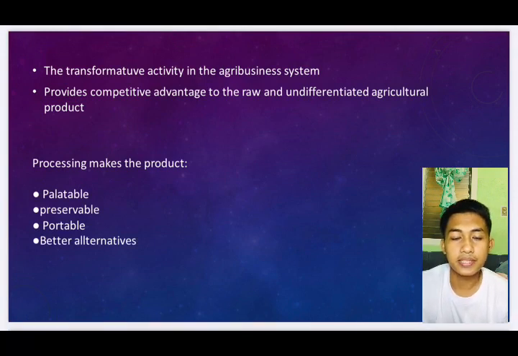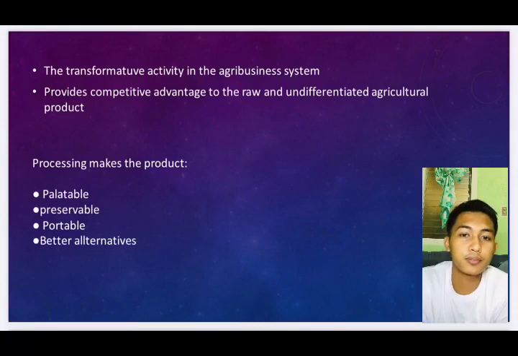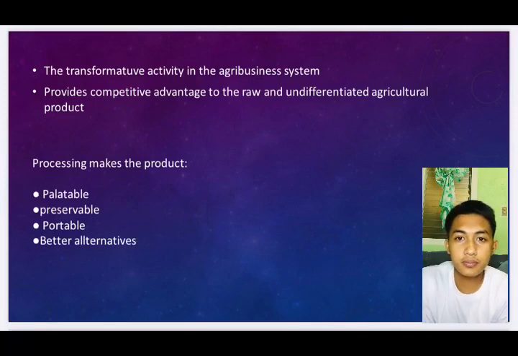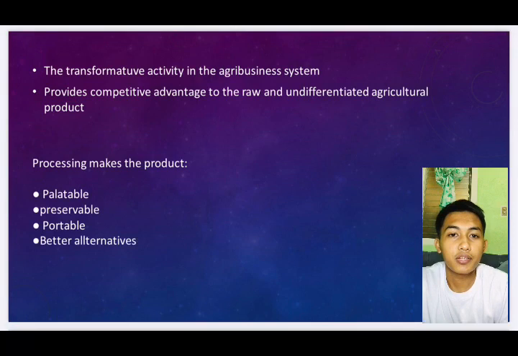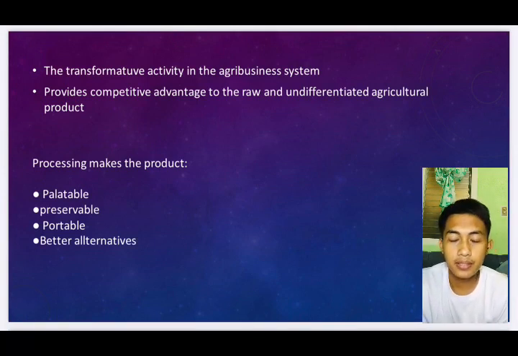Now, these are some examples of processed products. You have here a product with improved palatability. It has a longer shelf life, and it's also more transformable. You can see the cans and boxes, and it's a better alternative for any particular use, because when you bring raw products, they are susceptible to spoilage.